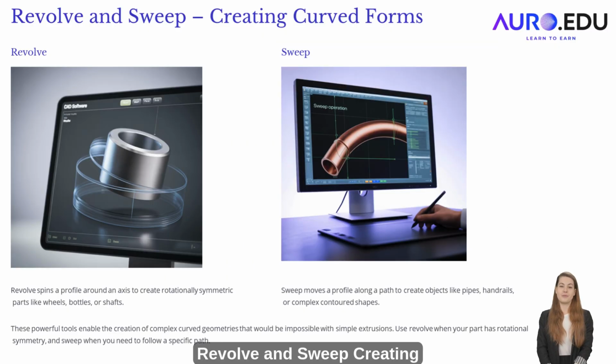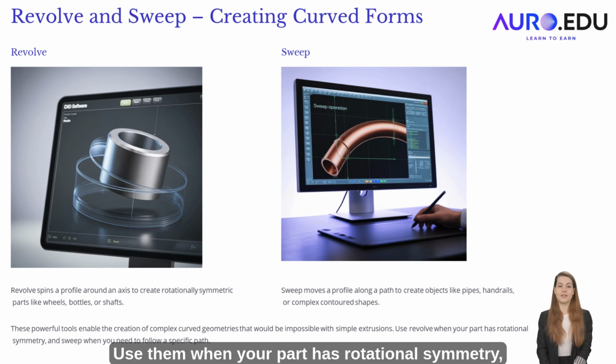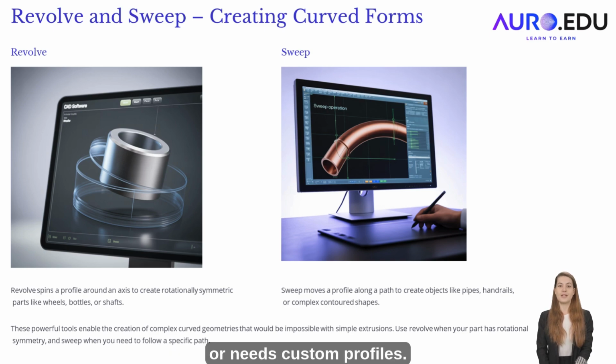7. Revolve and sweep. Creating curved forms. Revolve is used when you want to spin a 2D profile around an axis to create round parts like cylinders or wheels. Sweep moves a profile along a path, useful for pipes or handles. These features allow you to create complex, curved designs that extrusion alone can't handle. Use them when your part has rotational symmetry or needs custom profiles.